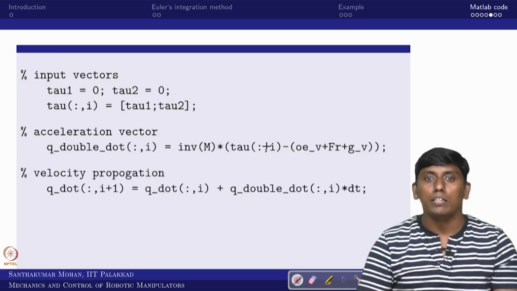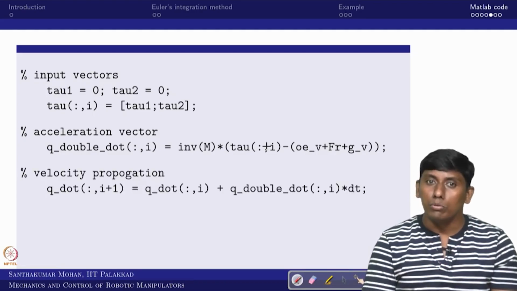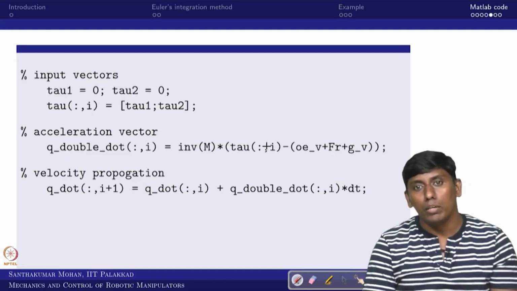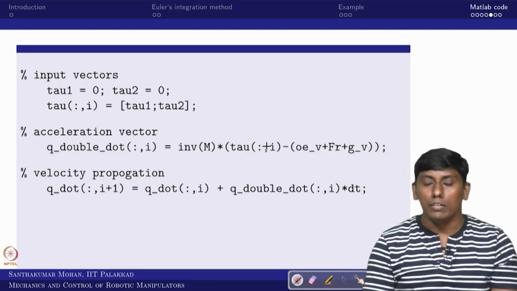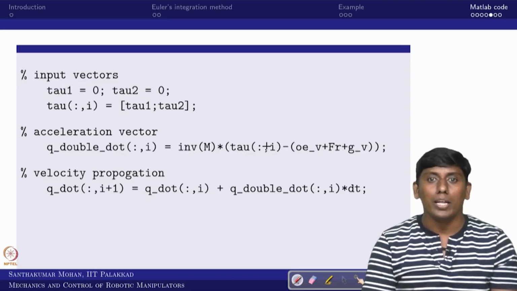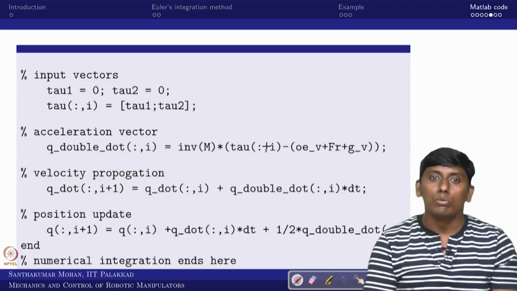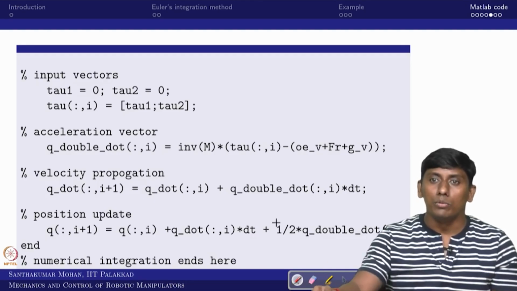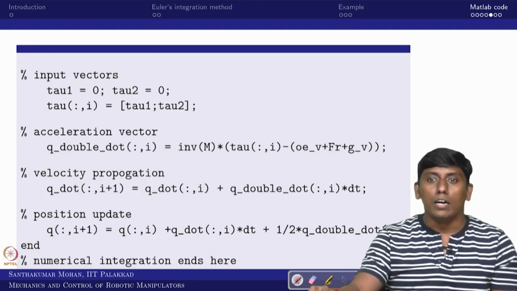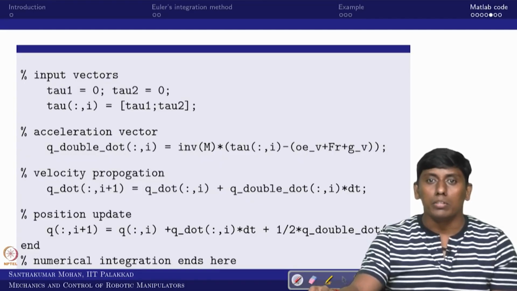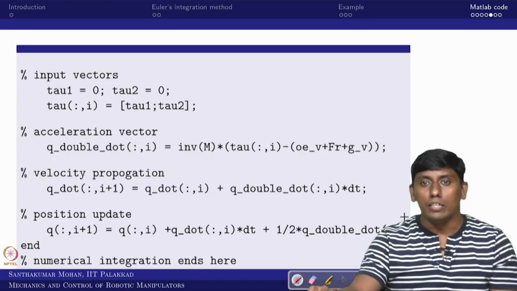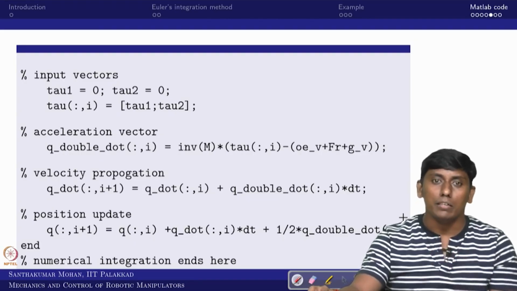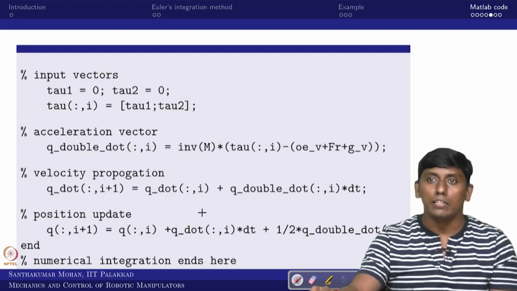So once you know q double dot, what can we do? We can propagate the velocity, in the sense q dot of i plus 1, with a simple Euler integration. Then we can go to the position propagation. Here this is q dot, comma i, and it is multiplied with delta t squared. We can see that in the Matlab code. Then the numerical integration is the end.